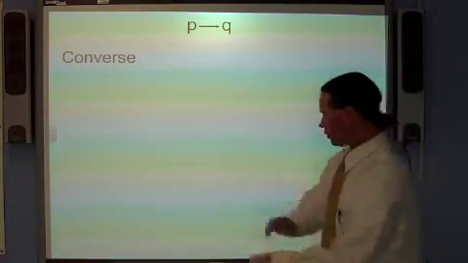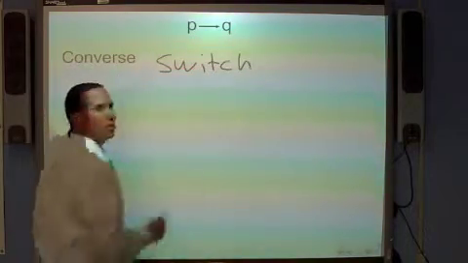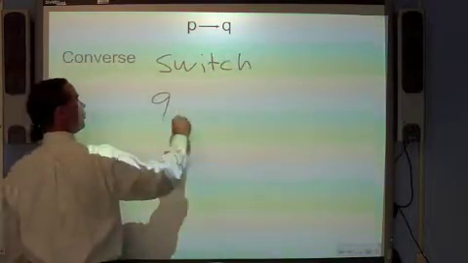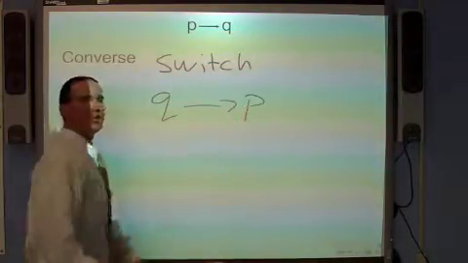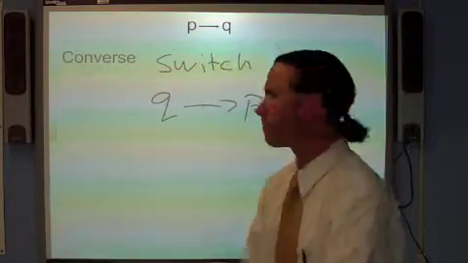Converse is when we switch. Okay? So the rule here is we switch the hypothesis and the conclusion. So if I start with P, arrow, Q, I just flip them, and I get Q, arrow, P. Whatever's in the beginning, put it at the end. Whatever's at the end, put it to the beginning.